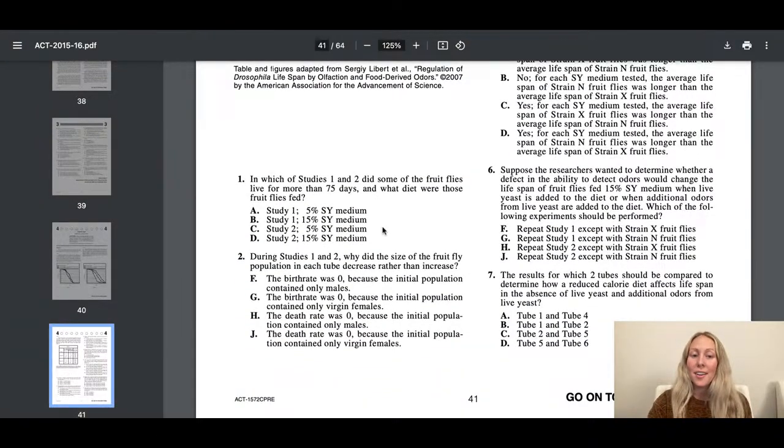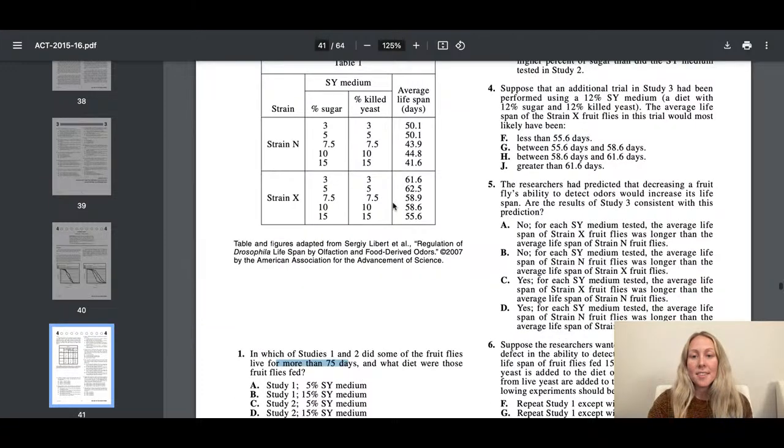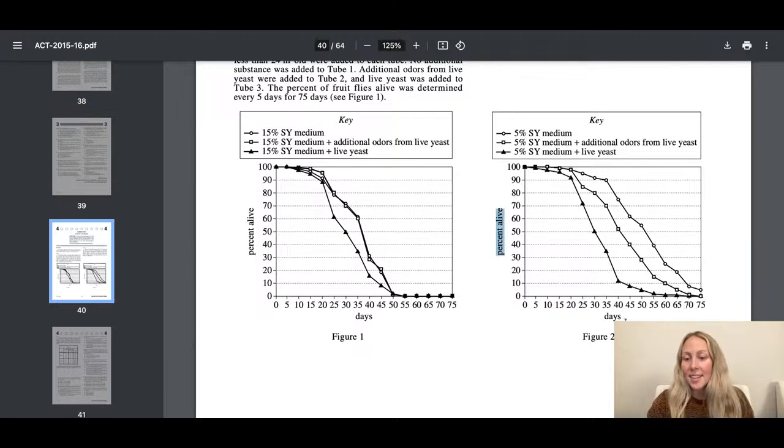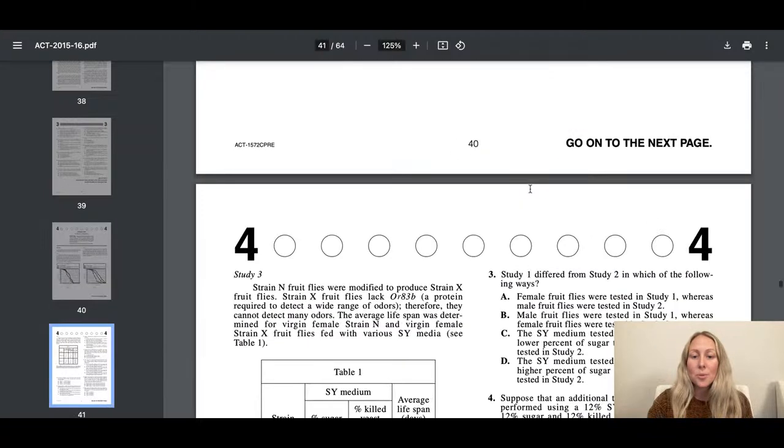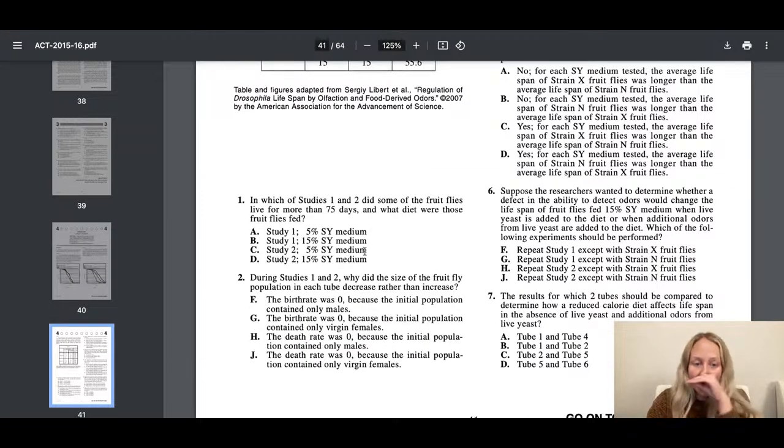So we know it cannot be study 1. A and B are gone. Now we know it has to be study 2, and it's either 5% SY medium or 15% SY medium. Let's check if any live for more than 75 days in study 2. Over here, let's check the percent alive and the days. Anybody alive for more than 75 days? Yes, the white circle, and that's going to be 5% SY medium. This is, of course, study 2. And right here, C is our answer: study 2, 5% SY medium.